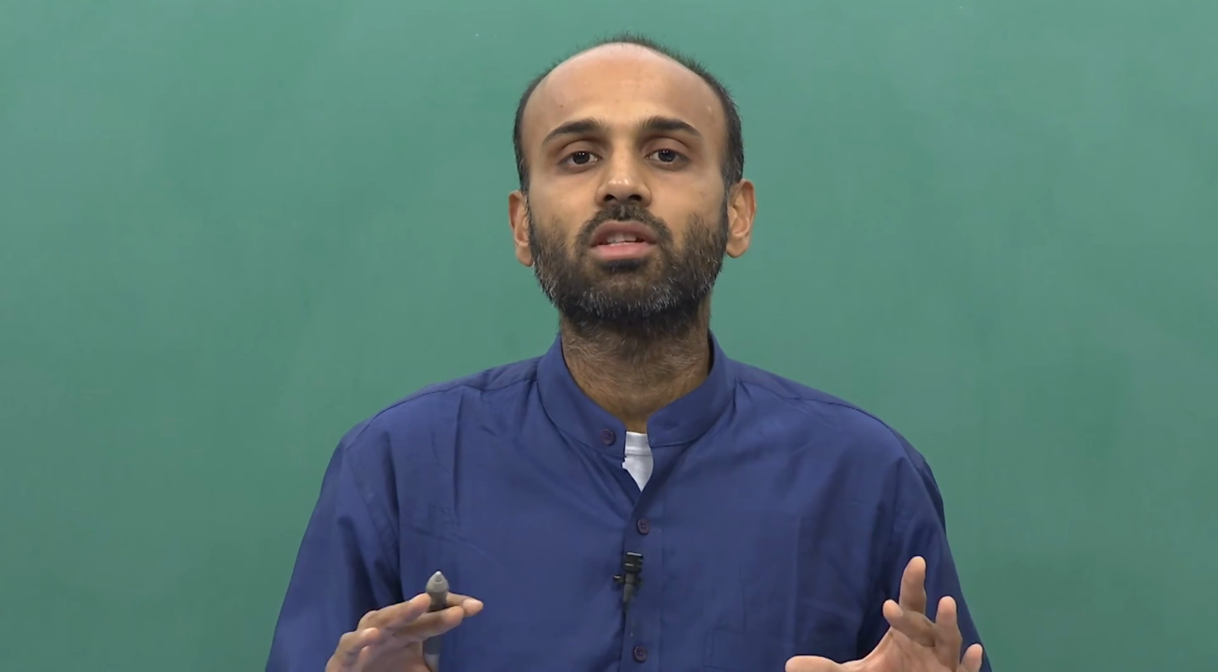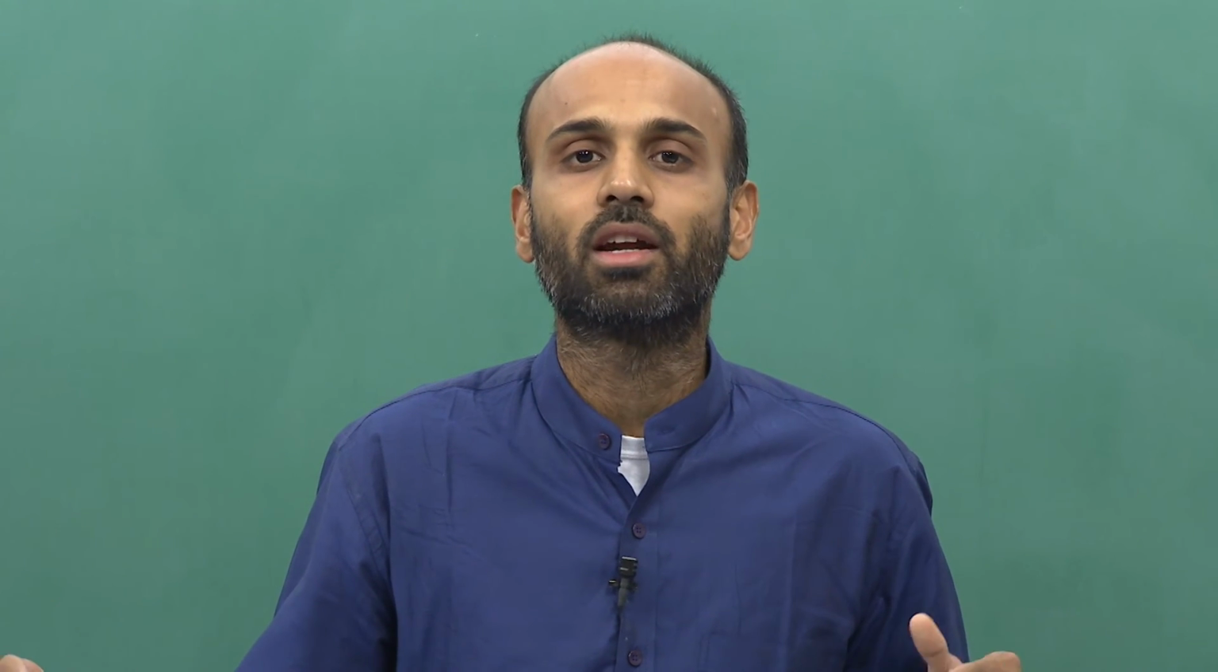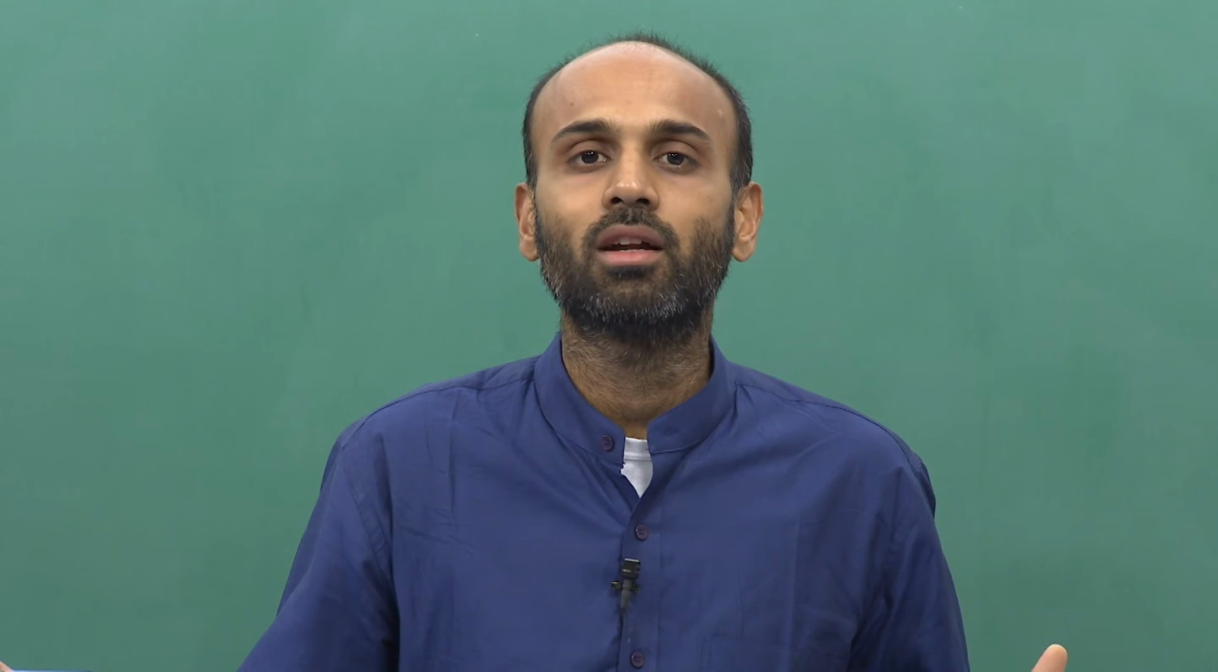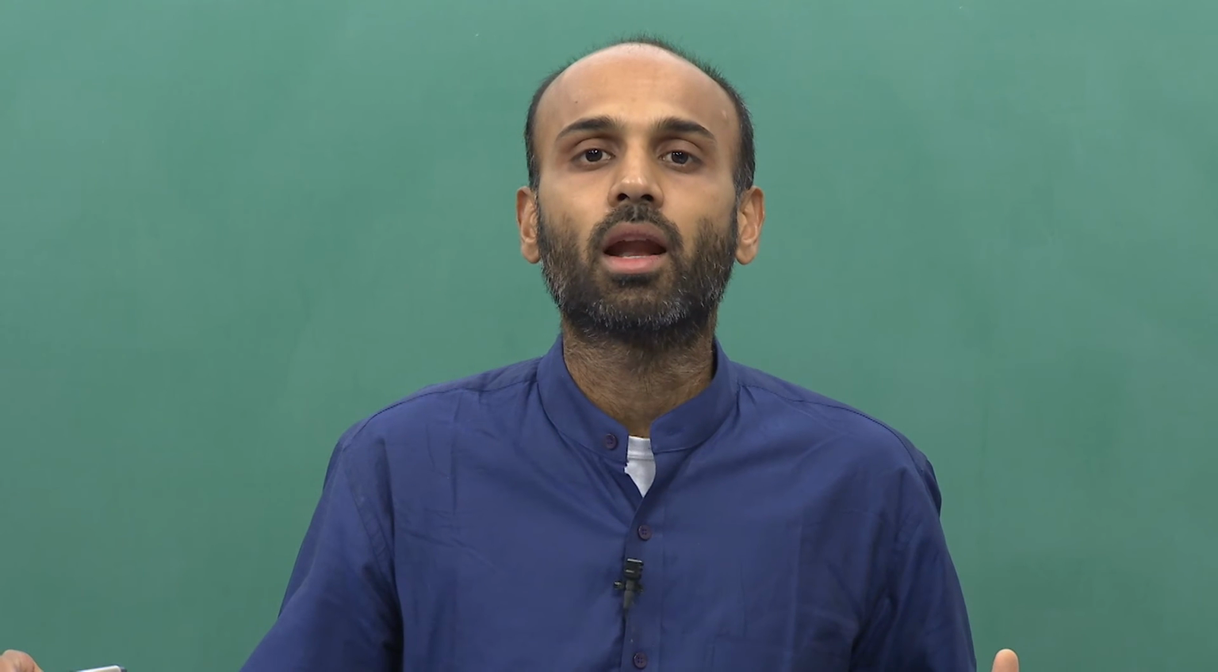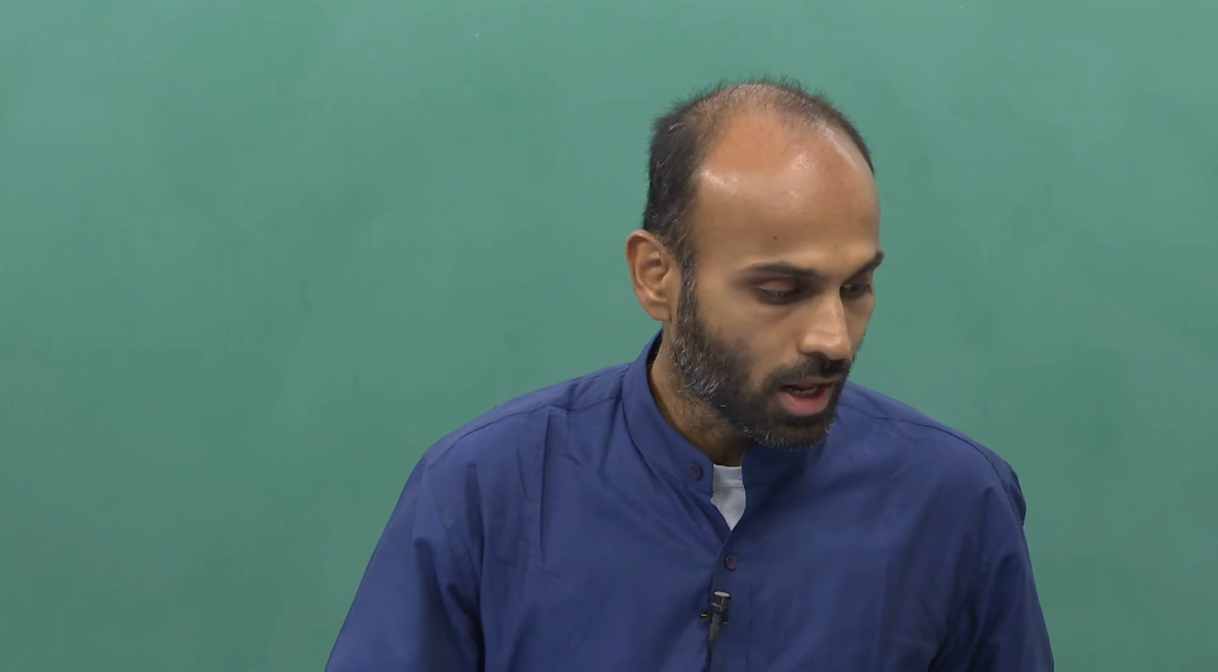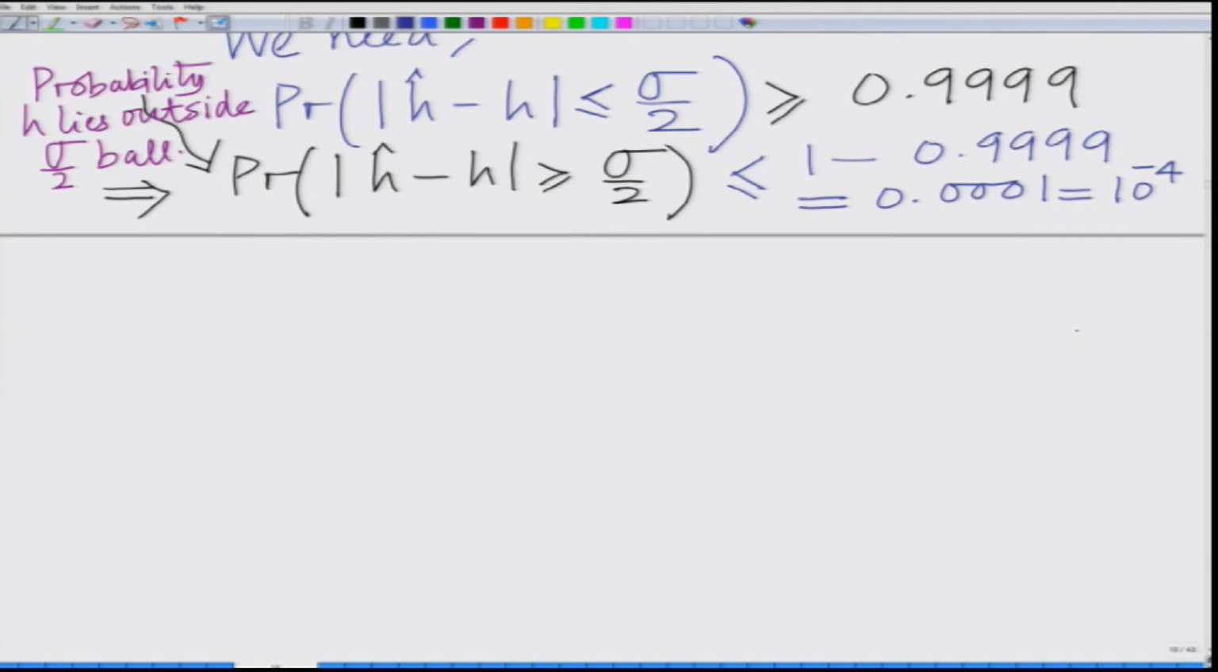That has to be the case, because the sum of both these probabilities, probability lies inside the ball plus probability lies outside the ball, has to be equal to 1. So, one is greater than or equal to 0.9999, which means the other has to be less than 1 minus 0.9999, which is 10 to the power of minus 4. Okay. So, it is very simple, and now look at this, we have this H hat minus H.